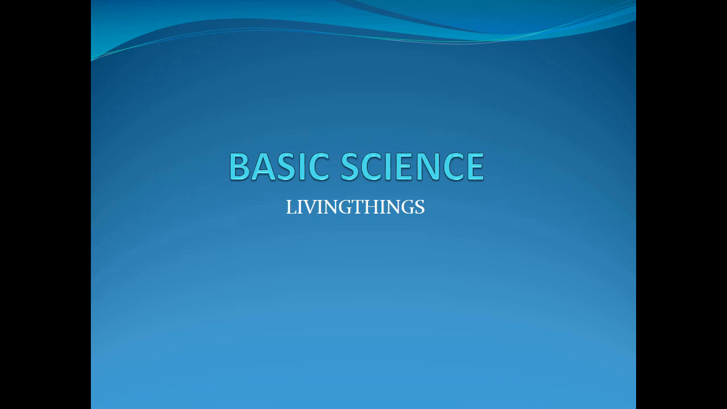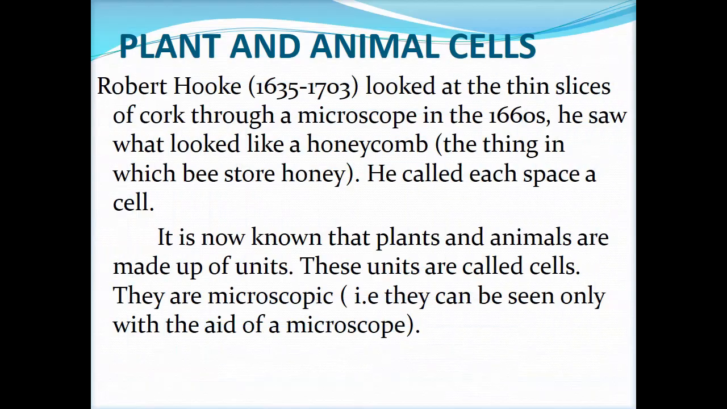In our class today, we'll continue from where we stopped last week. We started with the topic living things, and we said living things are those things that have life in them. And we said plants and animals are the two groups of living things. In our class last week, we were able to look at examples of plants and examples of animals. We also looked at differences in structure between plants and animals, and we'll continue from where we stopped last week.